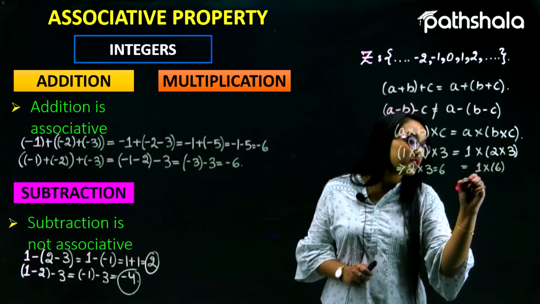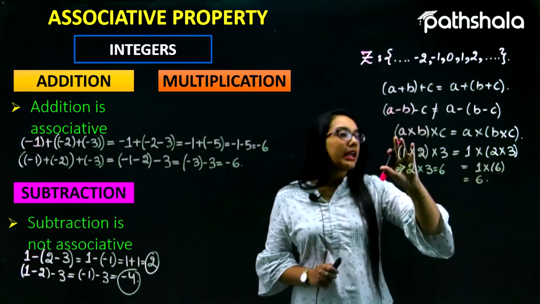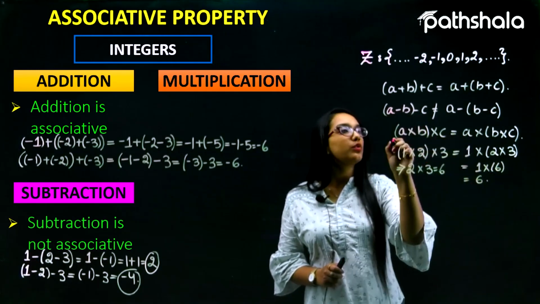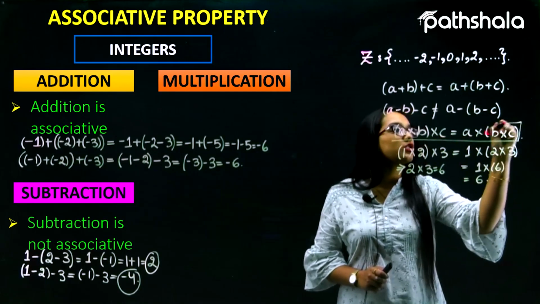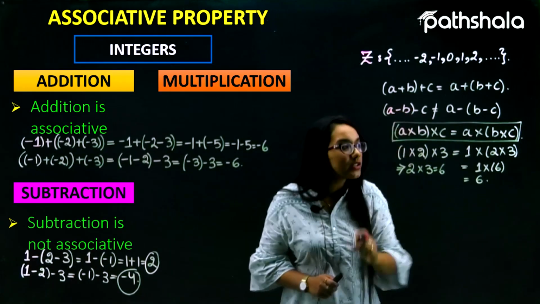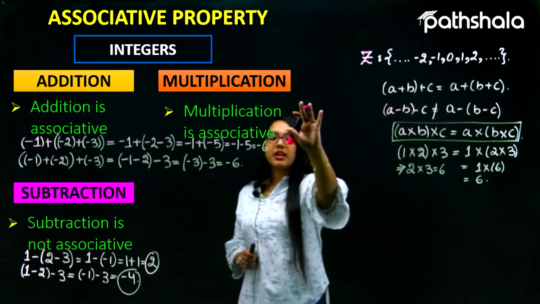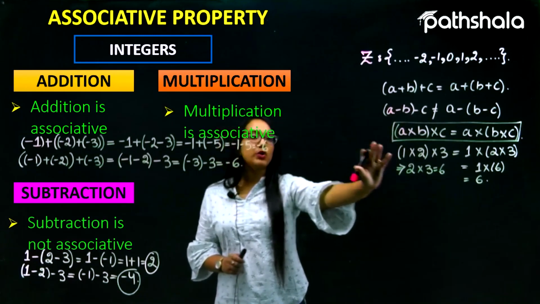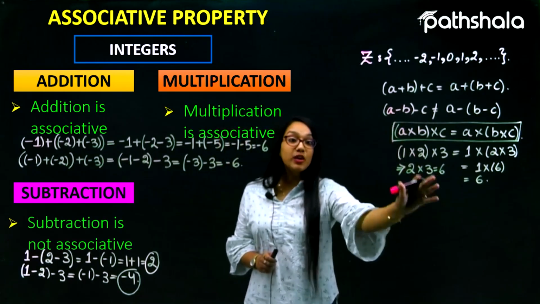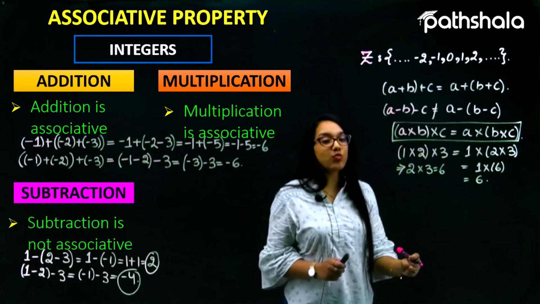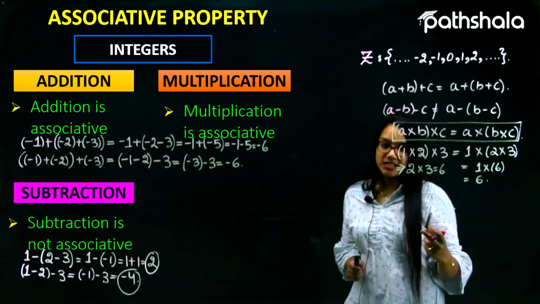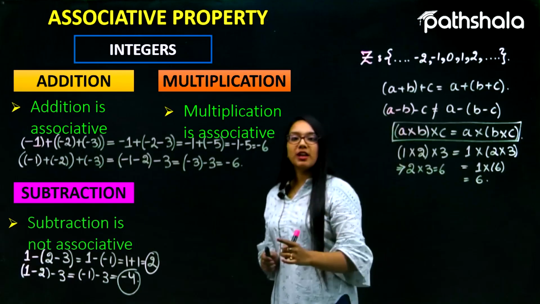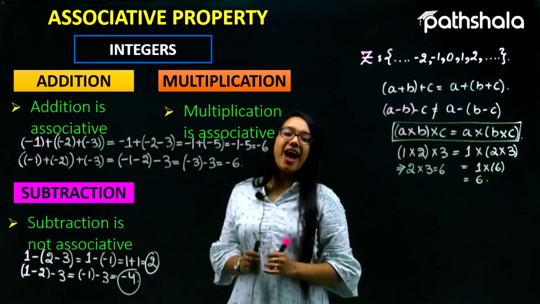So 1 into 6 is nothing but 6, which means that A into B into C is equal to A into B into C. So this particular condition holds, which means that multiplication is associative in nature because of this example, in which A is 1, B is 2 and C is 3. So at the end, what is the conclusion? That multiplication is associative in nature.